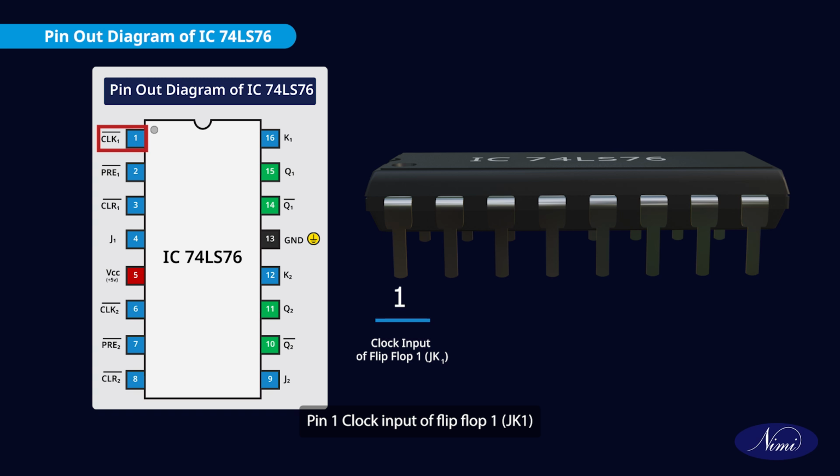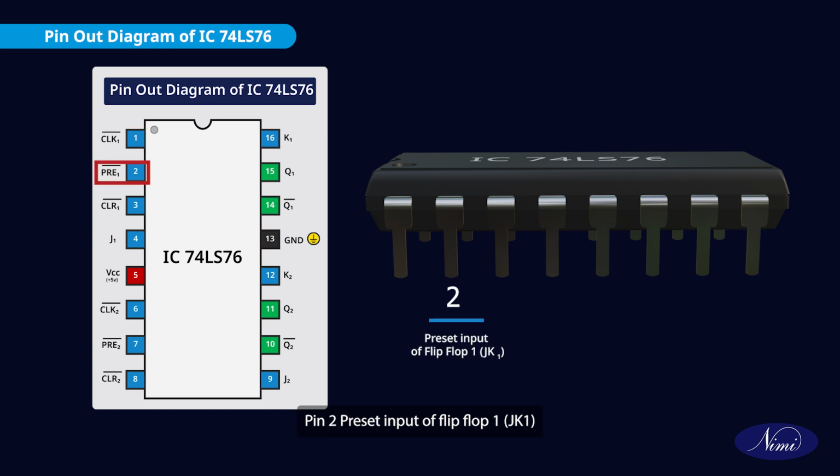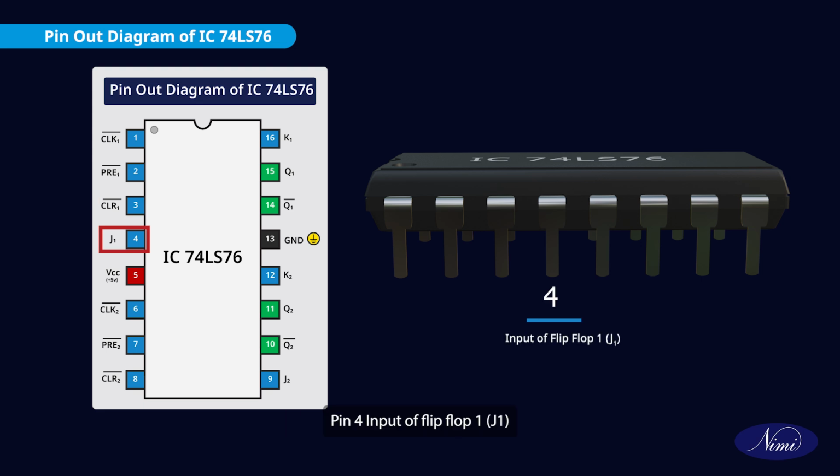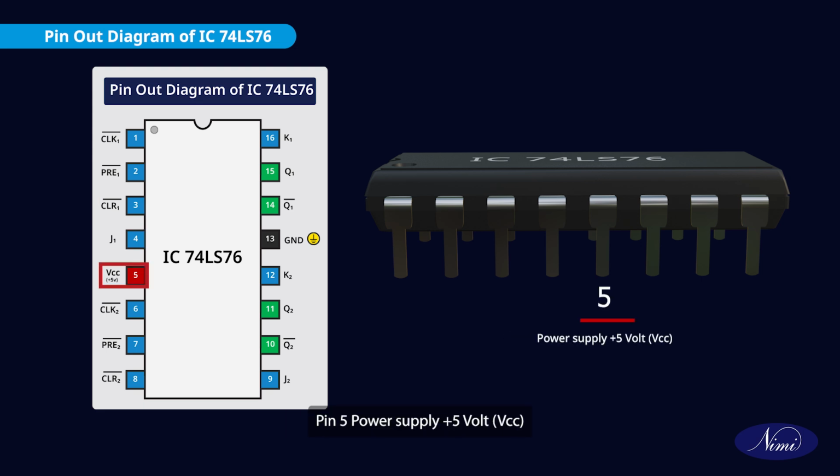Pin 1, clock input of flip-flop 1 JK1. Pin 2, preset input of flip-flop 1 JK1. Pin 3, data clear input of flip-flop 1 JK1. Pin 4, input of flip-flop 1 J1. Pin 5, power supply plus 5V VCC.